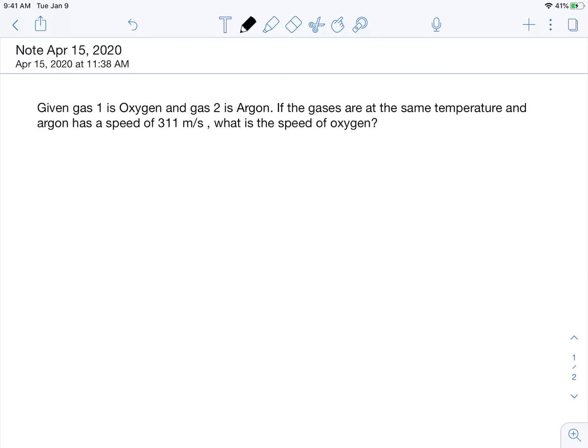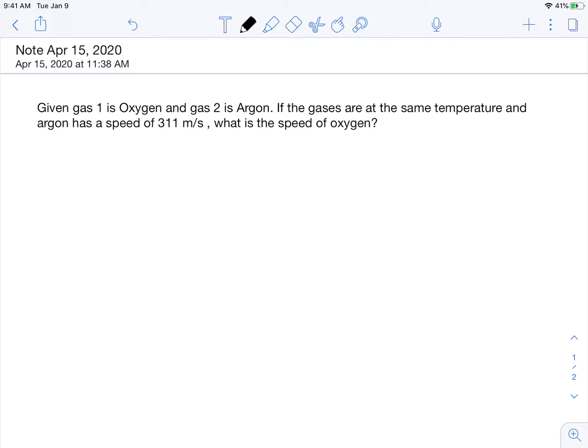Okay, here's a little example about a Graham's Law of Diffusion question. So you can see at the top I have the problem written down already. So we have a given, gas 1 is going to be oxygen in this case, gas 2 is going to be argon. If the gases are at the same temperature and argon has a speed of 311 meters per second, I want to know what the speed of oxygen will be.